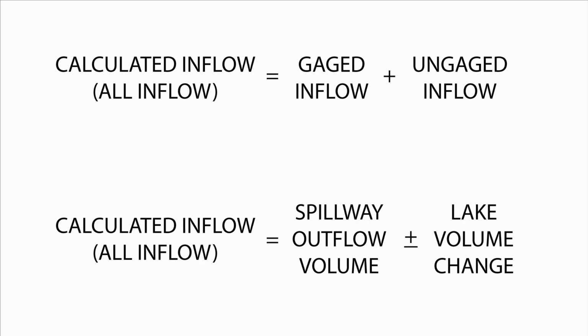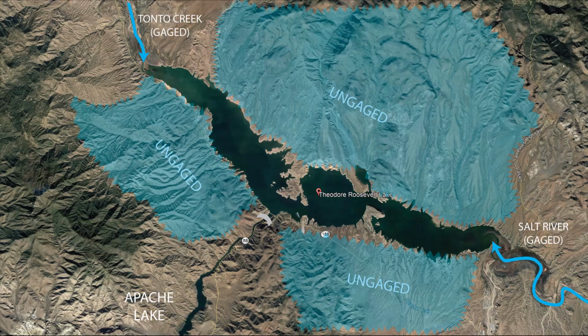Calculated inflow provides the sum of all inflows into a reservoir, including gauged inflows and ungauged inflows. Gauged inflows are measured at river gauges built on major rivers. A map of Roosevelt Lake shows gauged inflows at Tonto Creek and at the Salt River. Every other water flow in the Roosevelt Lake watershed is an ungauged inflow.